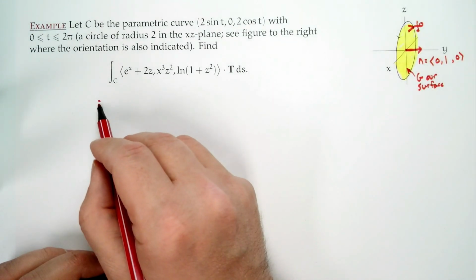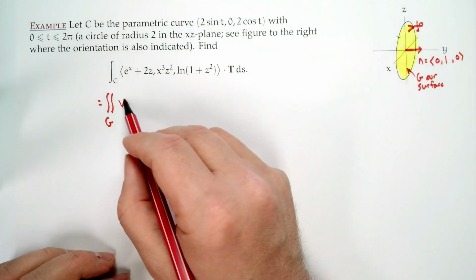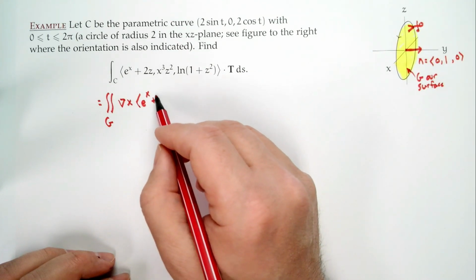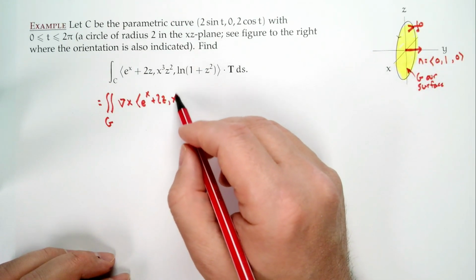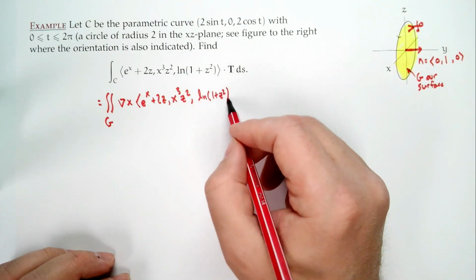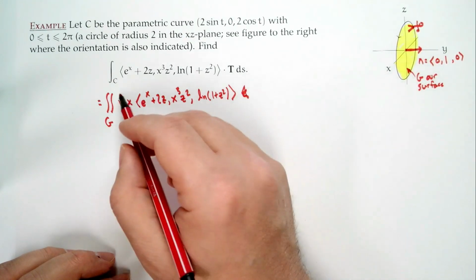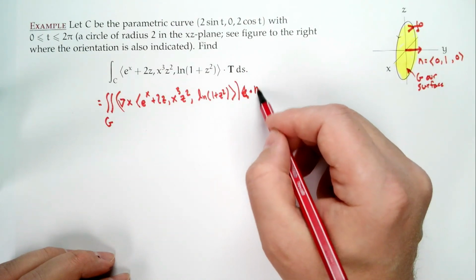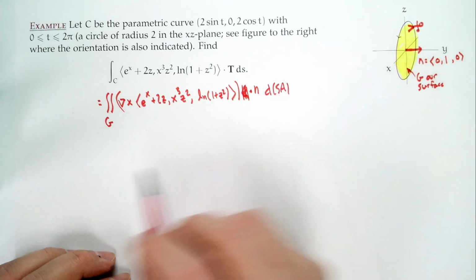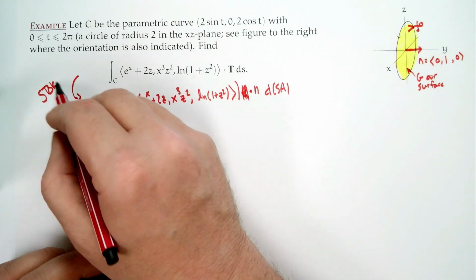So this is going to be the double integral over our surface G of the curl, so del cross (e^(x+2z), x³z², log(1+z²)), and then I forgot one piece, dot n, don't forget the dot n, dS. All right, so that's this right here. This is Stokes. So that's where we're using Stokes' theorem.